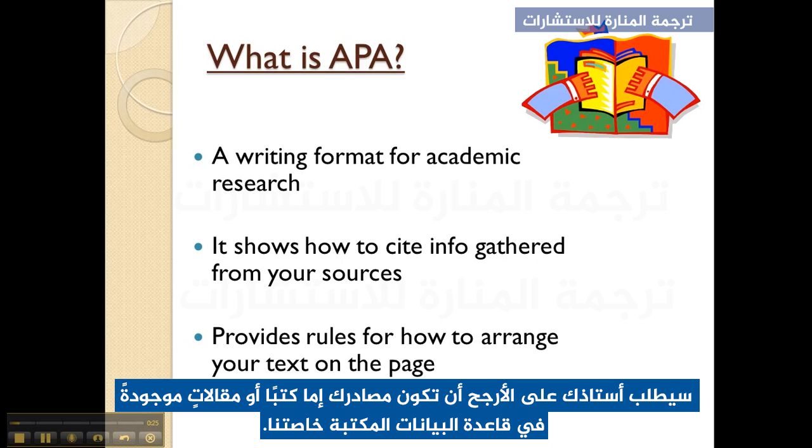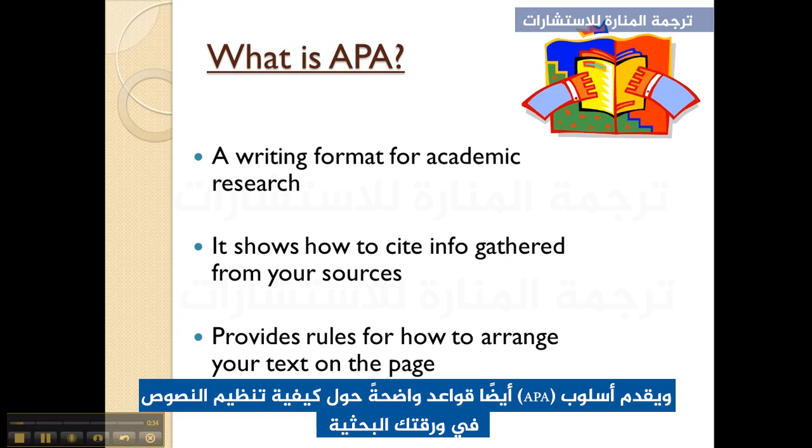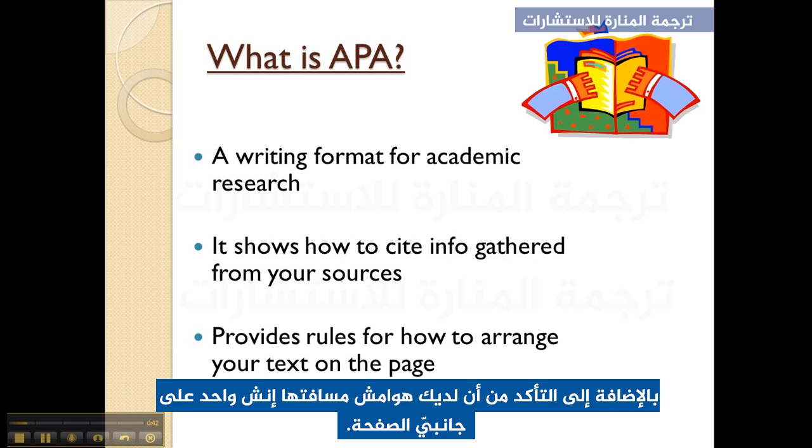Your instructor will probably require that your sources be either books or articles retrieved from our library databases, although from time to time you might also use other source formats as well. APA also provides clear rules about how to align text on your paper. For example, rules such as only using 12-point Times New Roman font and making sure that you have 1-inch margins on both sides of your paper.